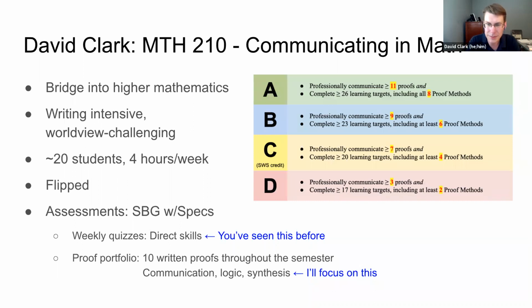All right, so I am going to give the last example here. This gets into a little bit more of what would be called specifications grading. And you're going to hear more about that from our next keynote speaker, Linda Nilsson, this afternoon.